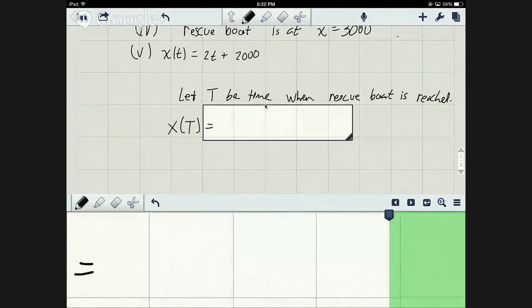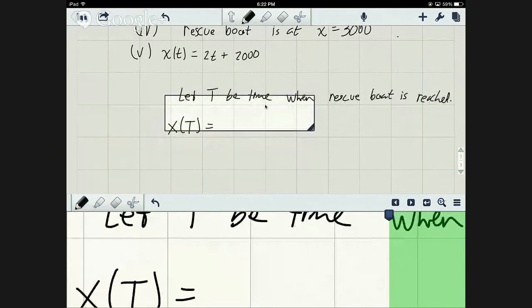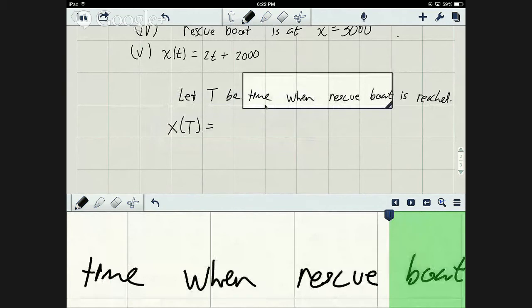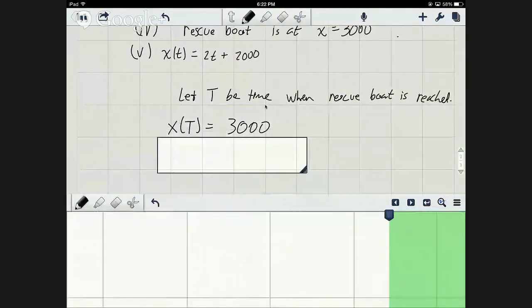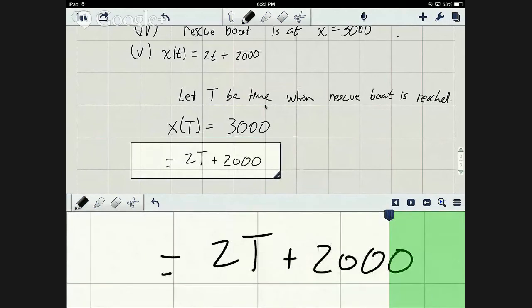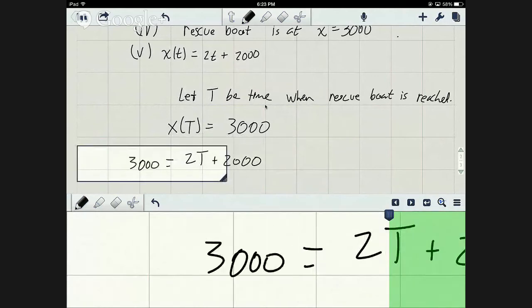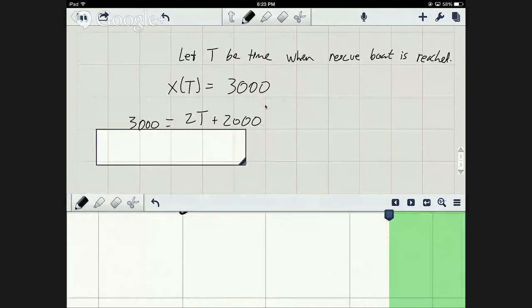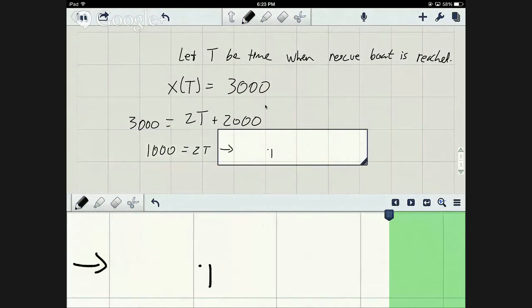So the x-coordinate of our ship at the time t, the time when we reach the rescue boat, is 3,000. So let's take our function and evaluate it at that time. 2t plus 2,000, just plug that in. And that must be equal to 3,000. So do some algebra here to solve for the time. 3,000 minus 2,000 is 1,000, which is equal to 2t. And this tells me that the time it takes to reach the rescue boat from when it crashes is going to be 500 seconds. Pretty quick.